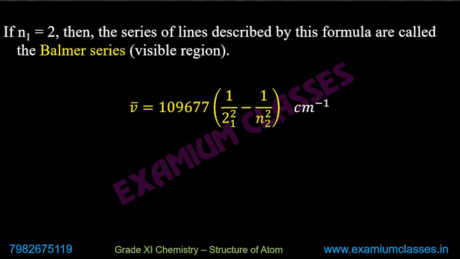For Balmer series, this one will be 2. N2 will be 3, 4, 5 because it will always be greater than N1. For Paschen series, for example, it will be 3. N1 will be 3. Brackett series, N1 is 4, N2 will always be greater than N1. In that case, if this is 3, N2 can be 4, 5, etc.